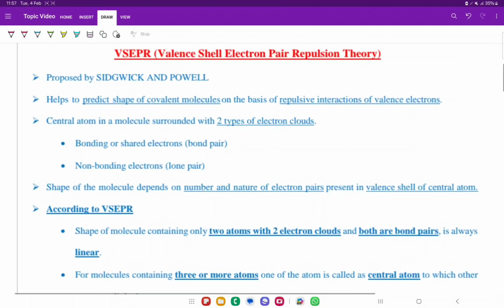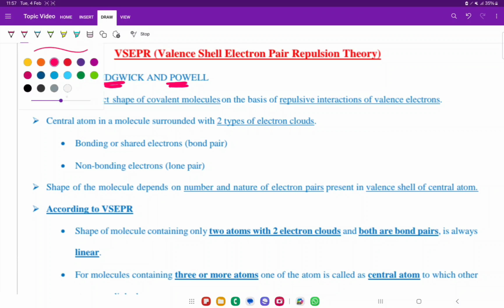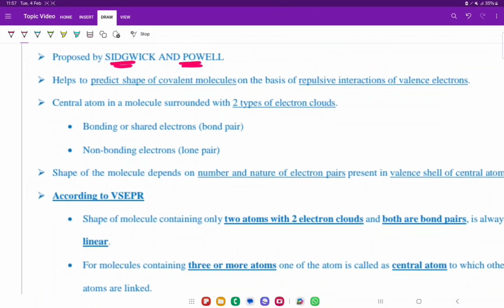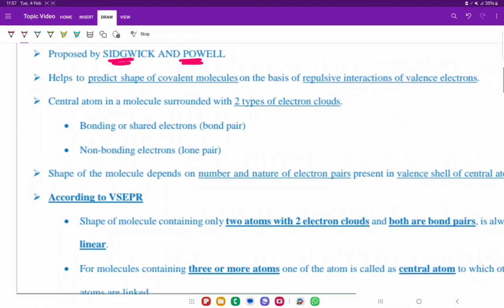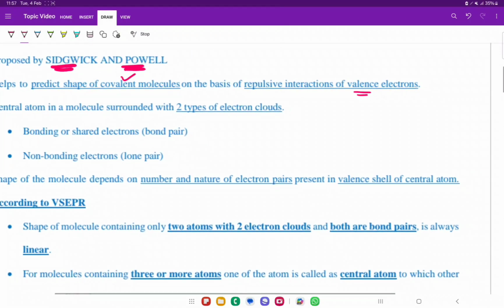You can see in this document, the VSEPR theory, which is valence shell electron pair repulsion theory, was given by Sidgwick and Powell. These are the two scientists who put forward the idea of this theory. Then two other scientists also developed this theory further. This document is based on Sidgwick and Powell's theory, which says that VSEPR theory helps in finding the shapes of covalent molecules on the basis of the repulsive interaction between the electron clouds or the valence electrons.